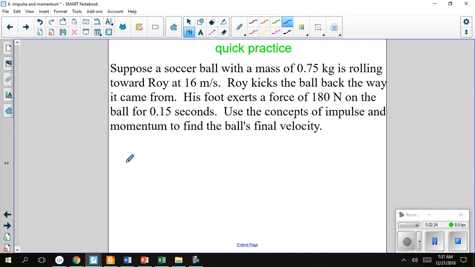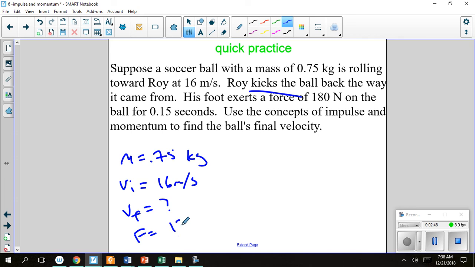Alright, so let's put this to work. Suppose you have a soccer ball, and the mass is 0.75 kilograms. The initial velocity equals 16 meters per second, going towards Roy. Roy kicks the ball back the way that it came from, using a force, which is 180 newtons, and that should be going backwards, so that's negative, on the ball for a time of 0.15 seconds. Use concepts of impulse and momentum to find the ball's final velocity.